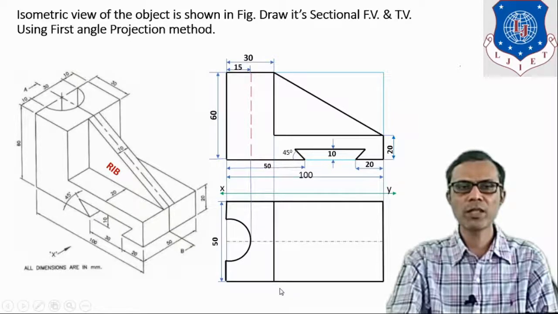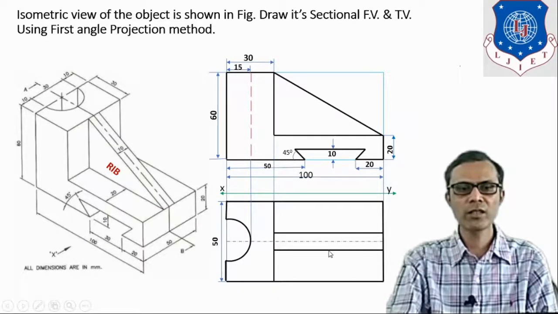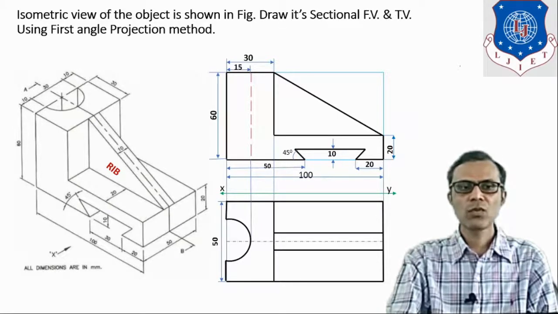Here it is completed. Now the rib, when you look at this rib from top view direction, it will look like a rectangle with a width of 10 mm. So take 10 mm width. This width is 10 mm from the center line. You can consider 5 mm above and below the center line. Total dimension is 10. So these are the visible details which can be seen from the top view direction.